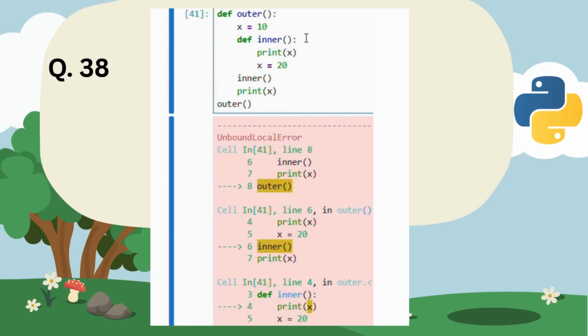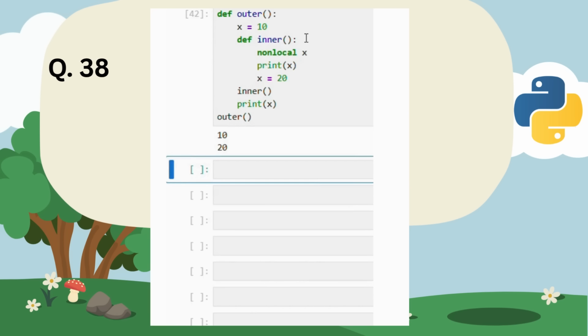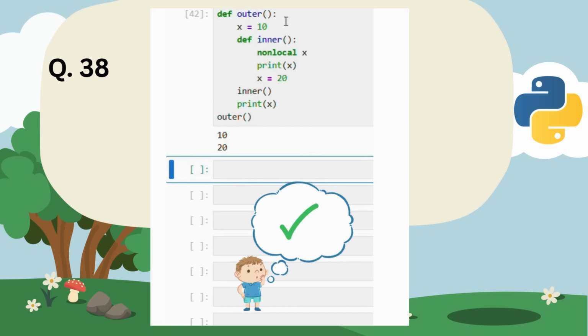To fix it, we can use nonlocal. This tells Python to use a variable from the outer function instead of making a new one. Remember, nonlocal only works in nested functions.